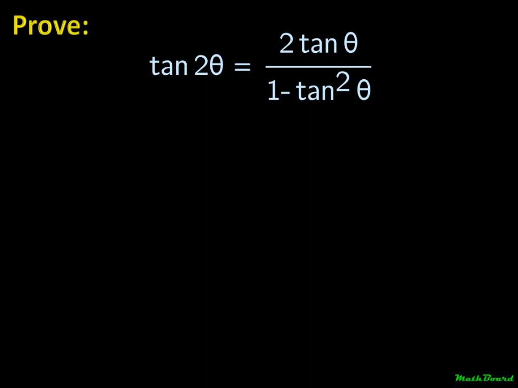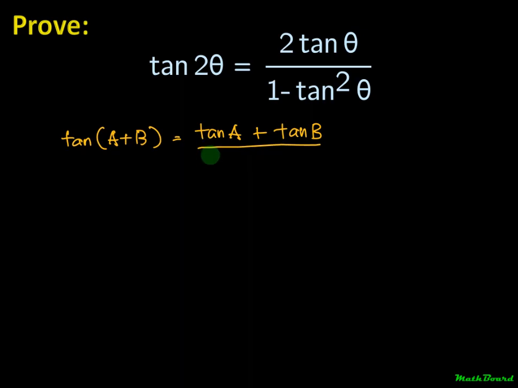Okay, so this can be proved using the sum of the tangent of two angles. So tangent A plus B is just equal to tangent A plus tangent B divided by 1 minus tangent A tangent B.